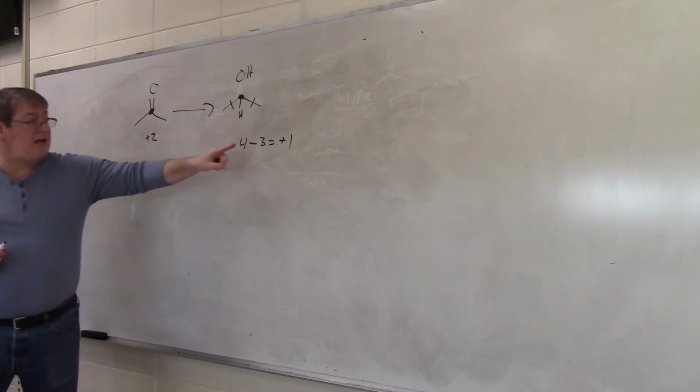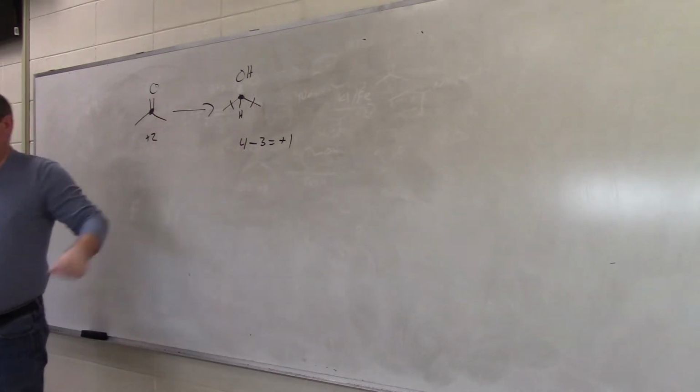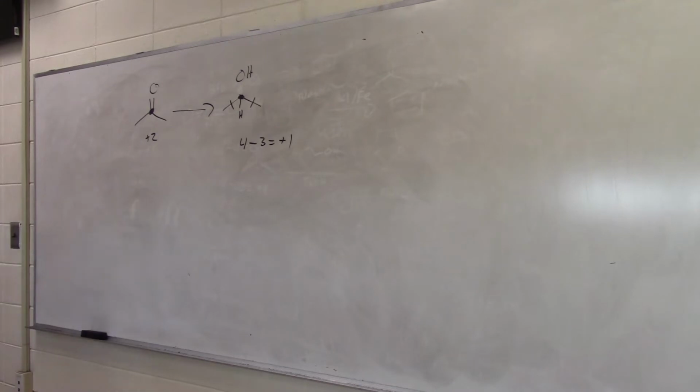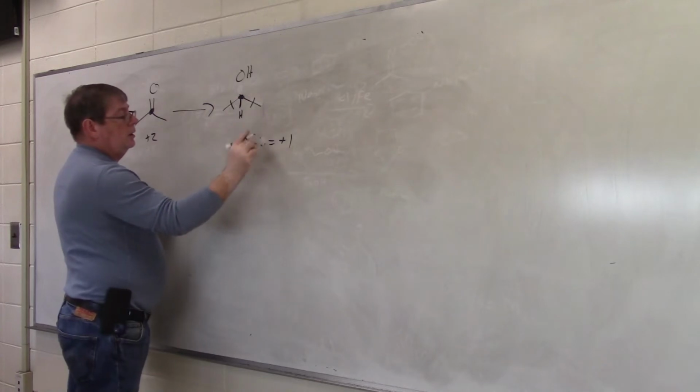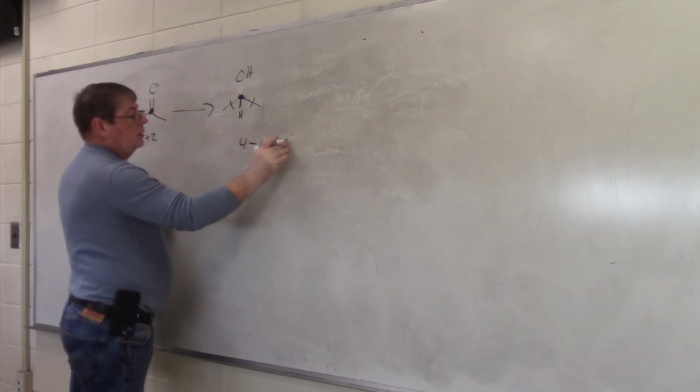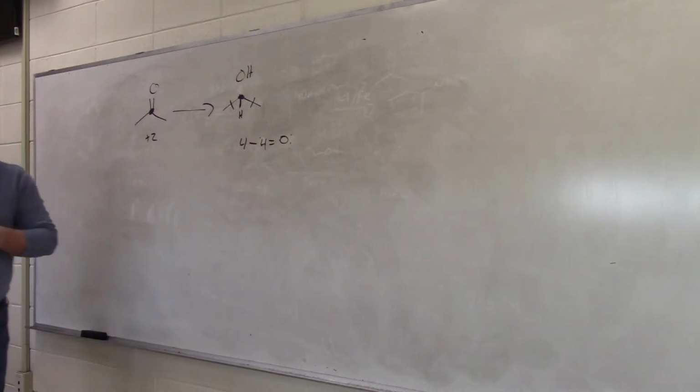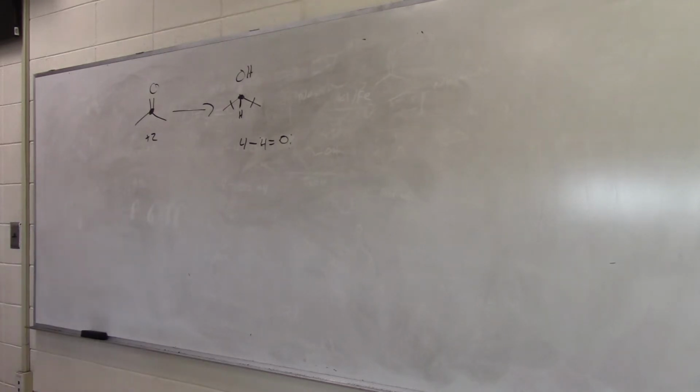So how many electrons did it gain? It gained 1 electron. So it doesn't get both the electrons from the hydrogen? 4. Oh yeah, 4, sorry. It's in the 0, so it gained 2 electrons, that's right. I heard somebody say 3, I think.